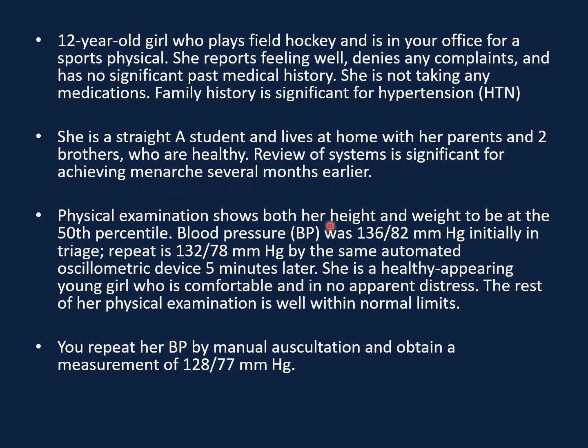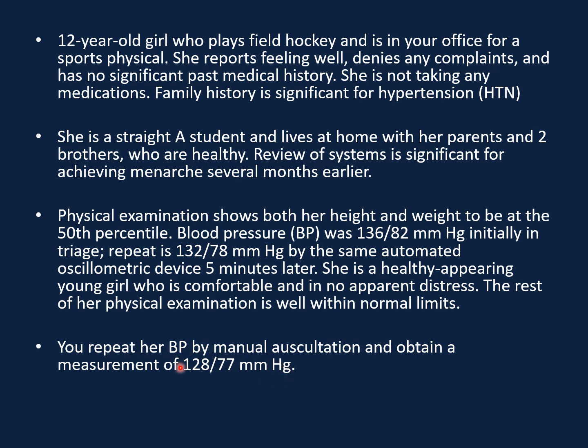Physical examination shows her height and weight to be at the 50th percentile. Blood pressure was 136/82, high initially, and was repeated with the same device 5 minutes apart and is 132/78, still high. She is a healthy appearing young girl who is comfortable and in no apparent distress. The rest of her physical examination was within normal limits. Because the blood pressure was high 2 times with the electric device, you decided to repeat the blood pressure with manual auscultation, and it came back 128/77 millimeter of mercury.